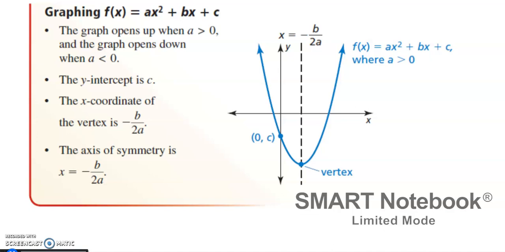All right, so we have a couple of things to talk about. First, the graph opens up when a is greater than 0, and the graph opens down when a is less than 0. Pretty much what that says is when your a value up here is positive, it's going to open up like this. When your a value is negative, it's going to open down like that.